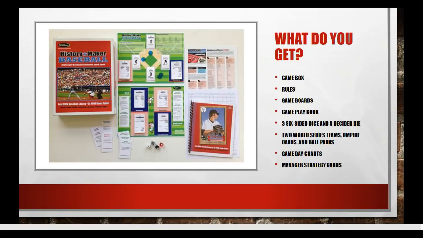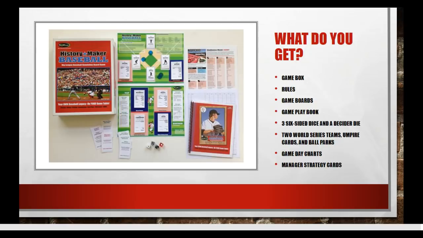Comes with 2 World Series teams, umpire cards, and ballparks. So you're going to have a list of the ballparks and the ballpark qualities. You're going to have umpires that are used in this game, which also is another thing that makes this game unique among any other games, because there's actually ratings for umpires. Umpires can affect the flow of the game, which is very realistic. In Major League Baseball, you can have umpires that will affect the outcome of the game. So this is a very cool addition to this.